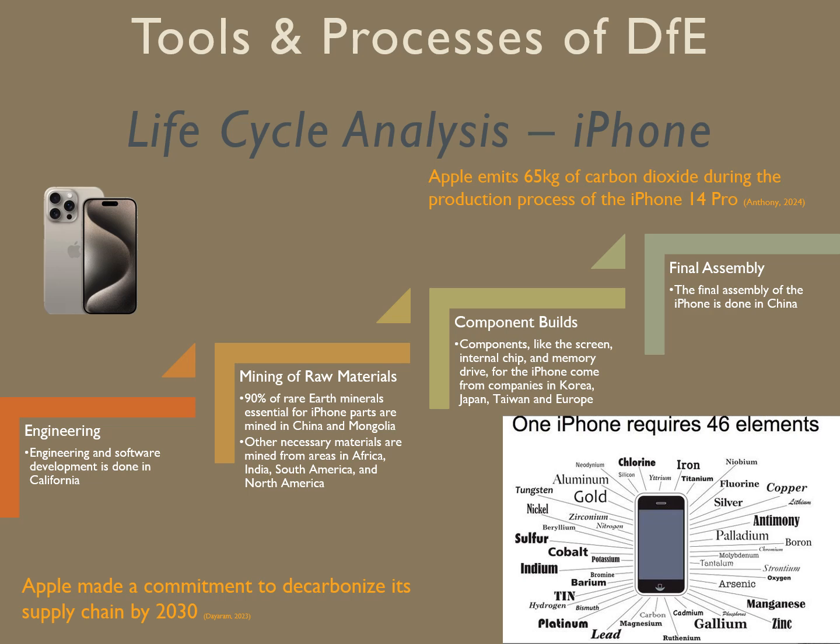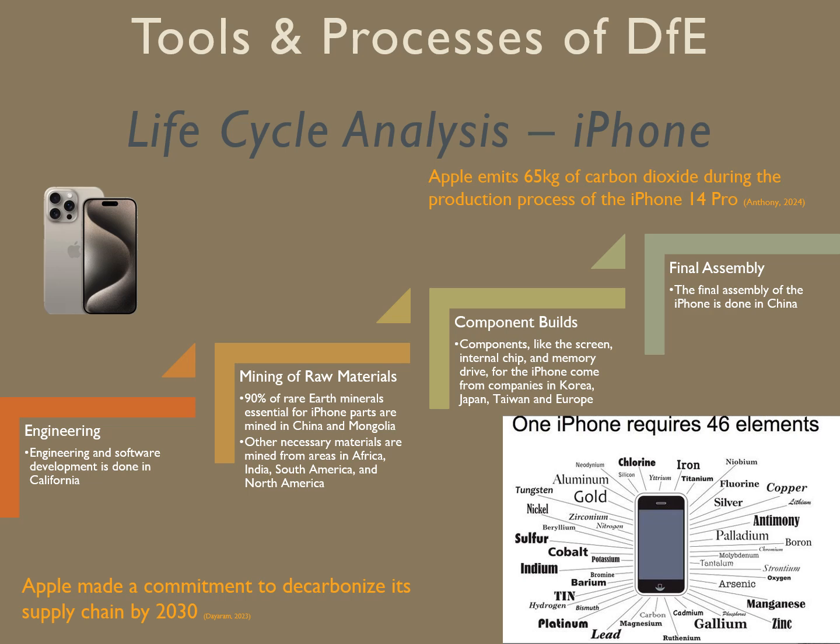So to start, the iPhone engineering and software development is done in Cupertino, California, Apple's headquarters. The mining of raw materials comes from different countries around the world. 90% of rare earth minerals essential for the iPhone parts are mined in China, where zinc and gold are mined, as well as Mongolia. Other necessary materials are mined from areas in Africa, which produces cobalt, India, which produces aluminum, South America, and North America.